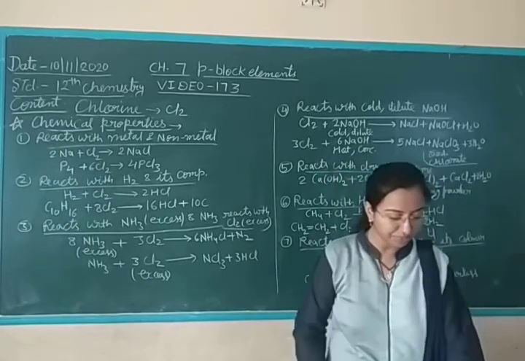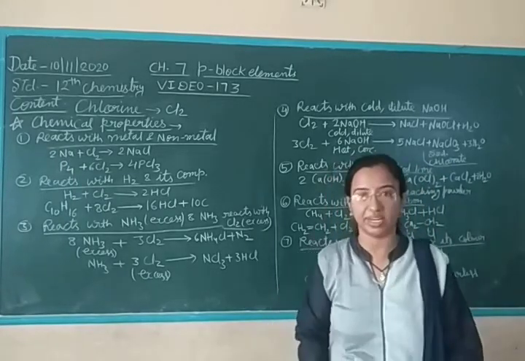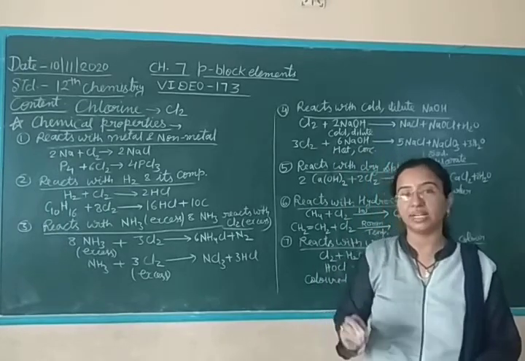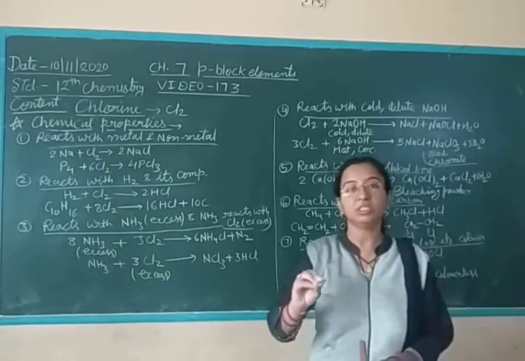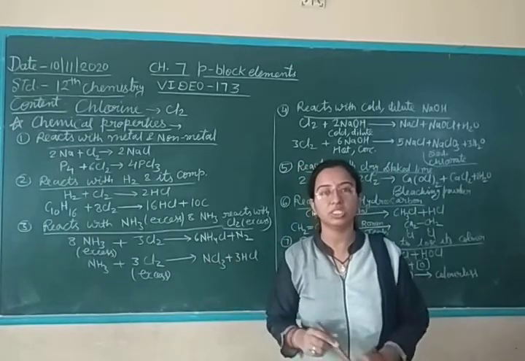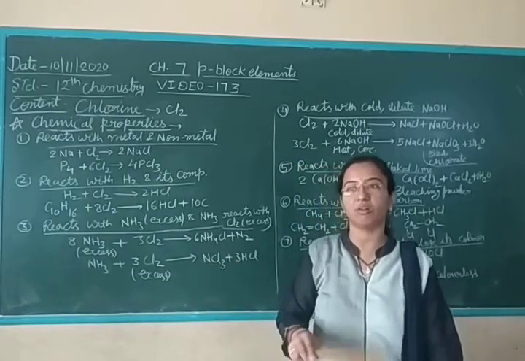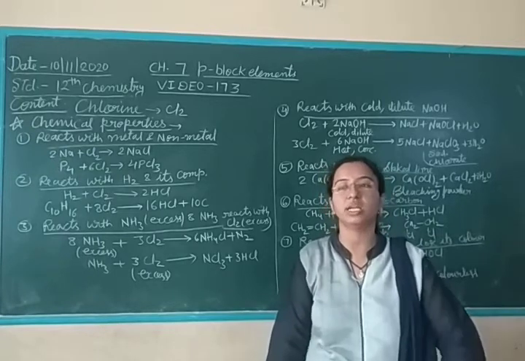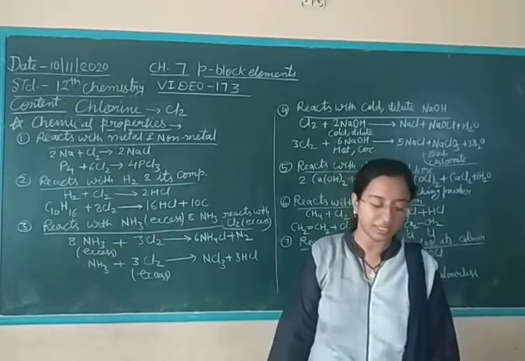And lastly, it oxidizes ferrous to ferric, which means chlorine oxidizes others, such as bromine and iodine, ferrous oxide to ferric oxide, and sulfur dioxide to sulfur trioxide. So it oxidizes others also.